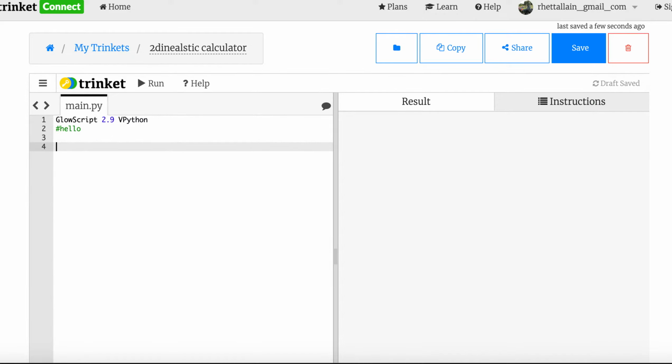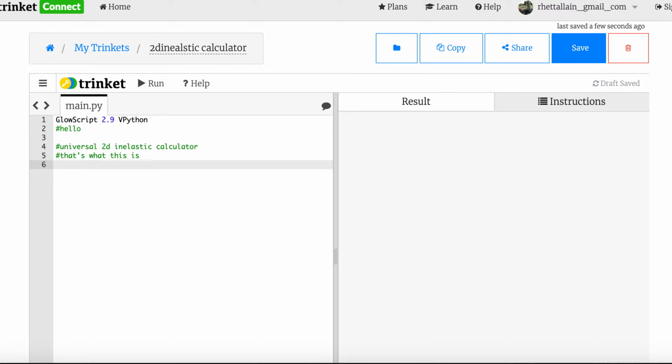Okay, I told you I would make a universal 2D inelastic calculator. That's what this is. And here we go. Okay, so if you look at my previous video down below, I'll link to it down below.